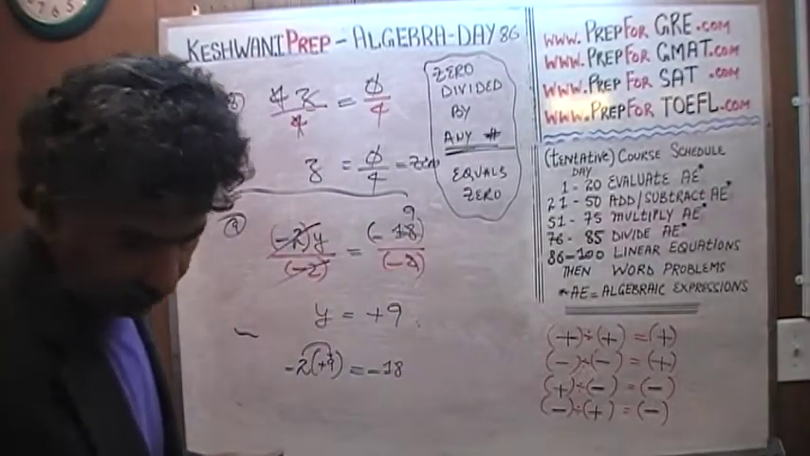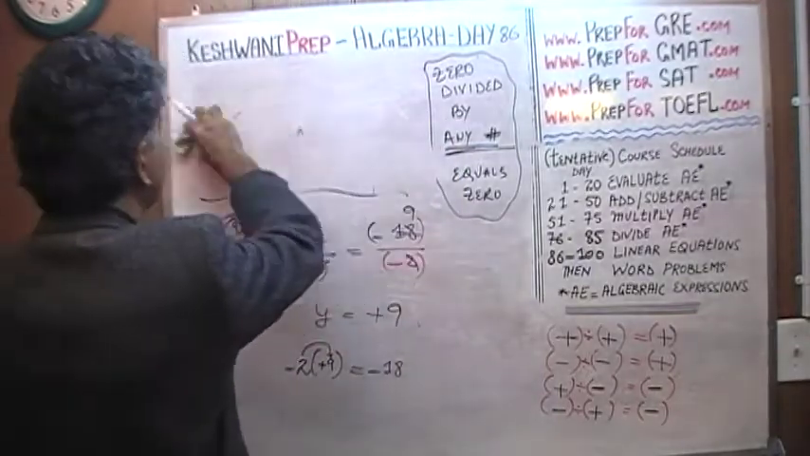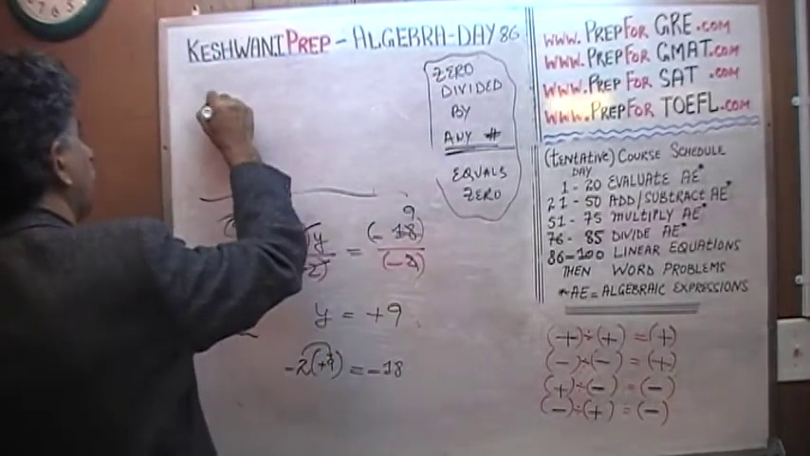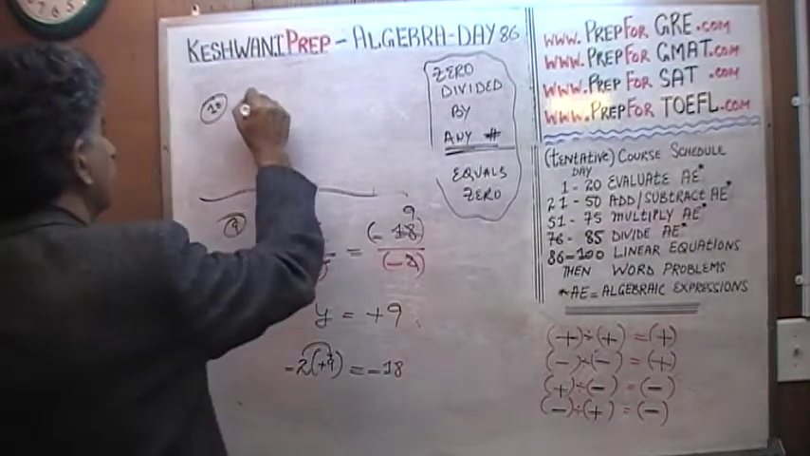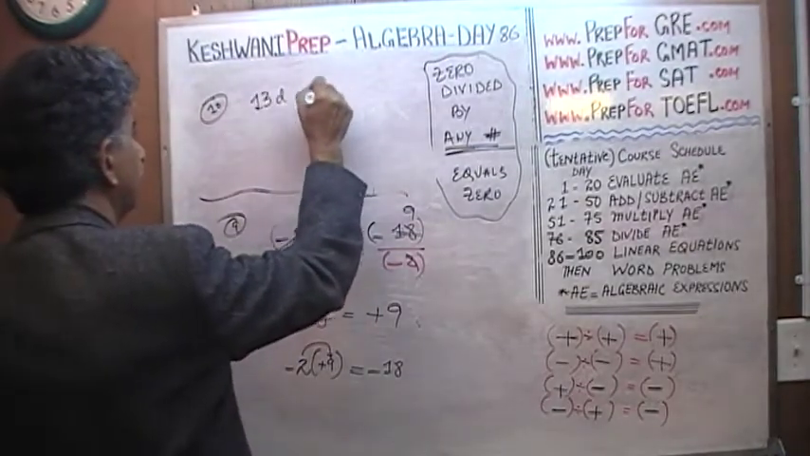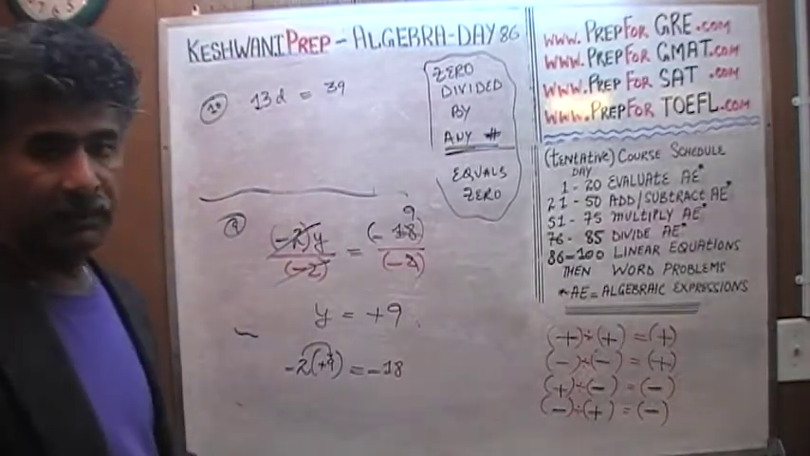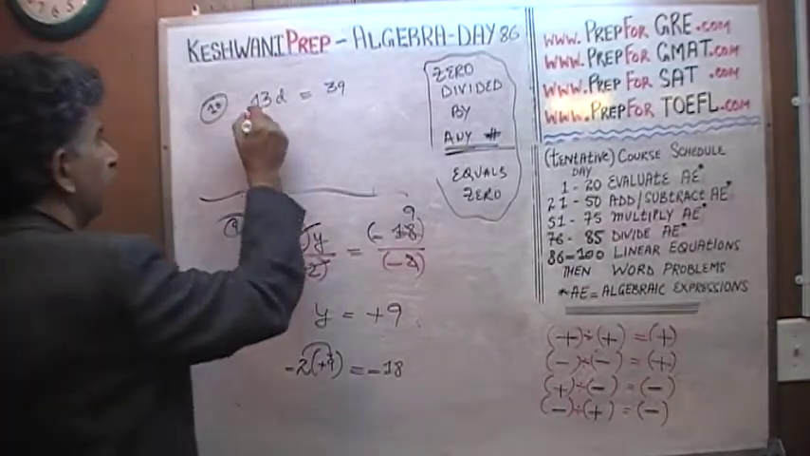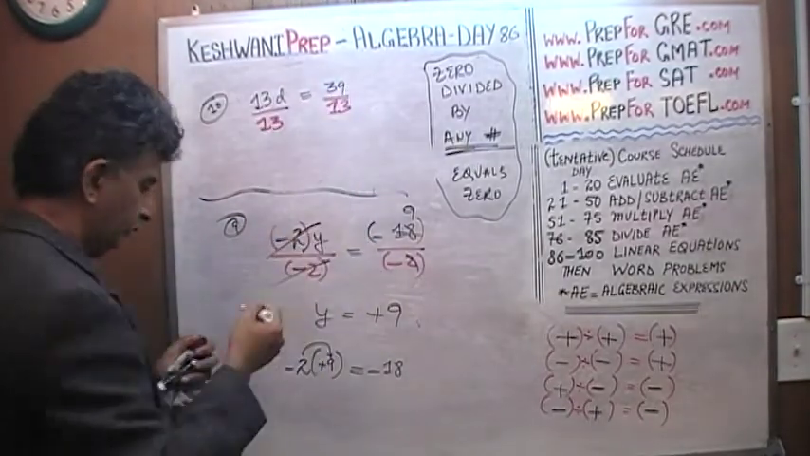Let's do one more, the last one. Number 10. 13d equals 39. In order to get the d by itself, we need to divide both sides of the equation by 13.